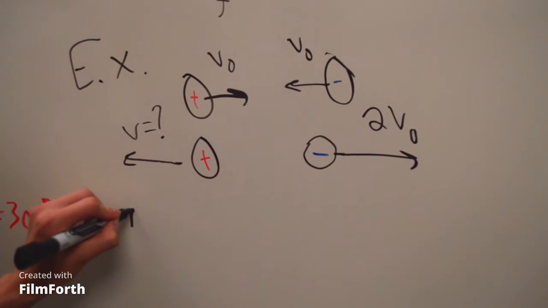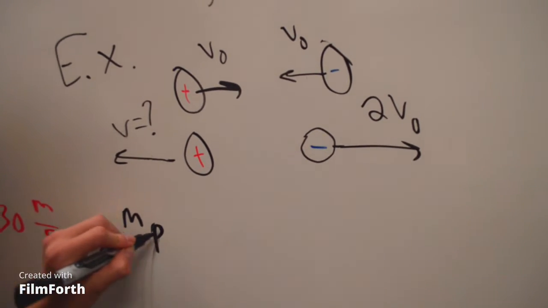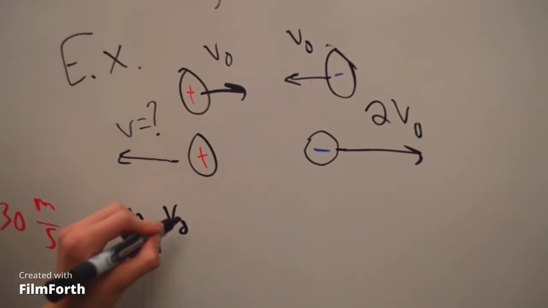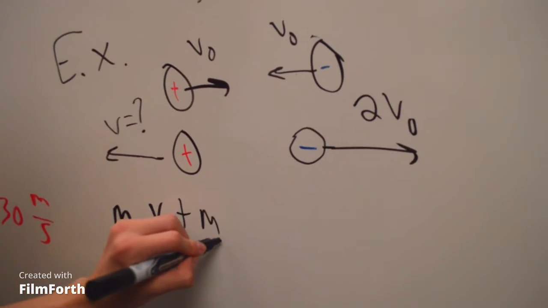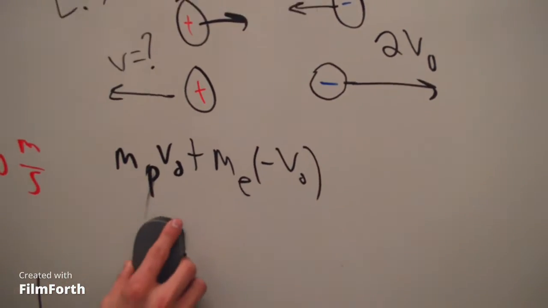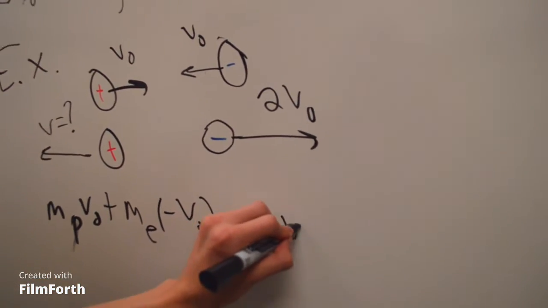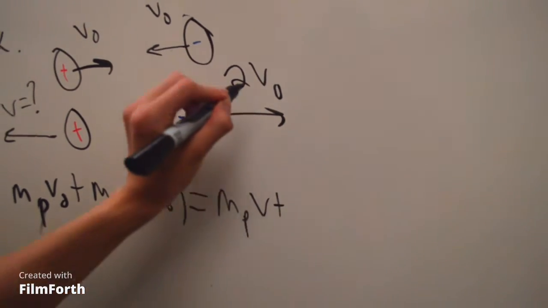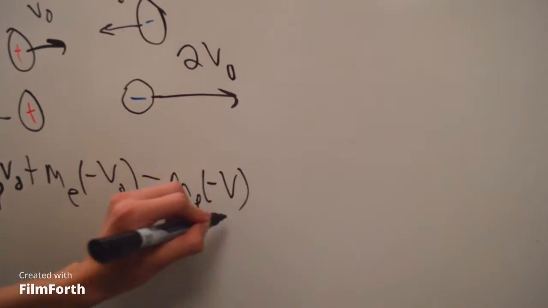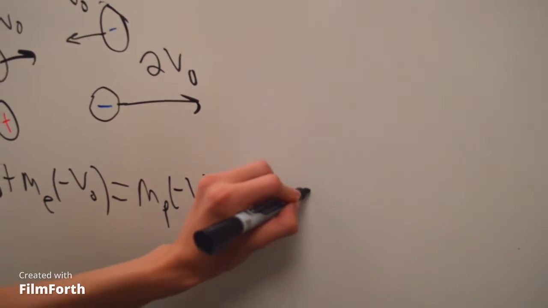Let's figure this out. So MP, the mass of the proton, times its initial velocity, and remember we're treating right as positive, plus ME, E being for electron, multiplied by negative v initial, negative because of direction. This is the initial momentum within the closed system, which equals MP times v, which is what we're solving for, plus ME times negative 2 v initial, negative because it's going the opposite direction.